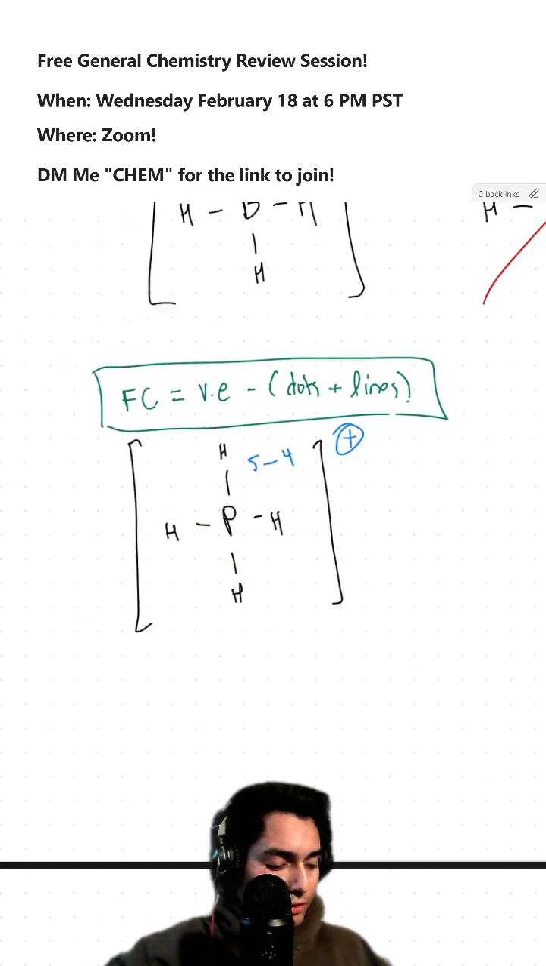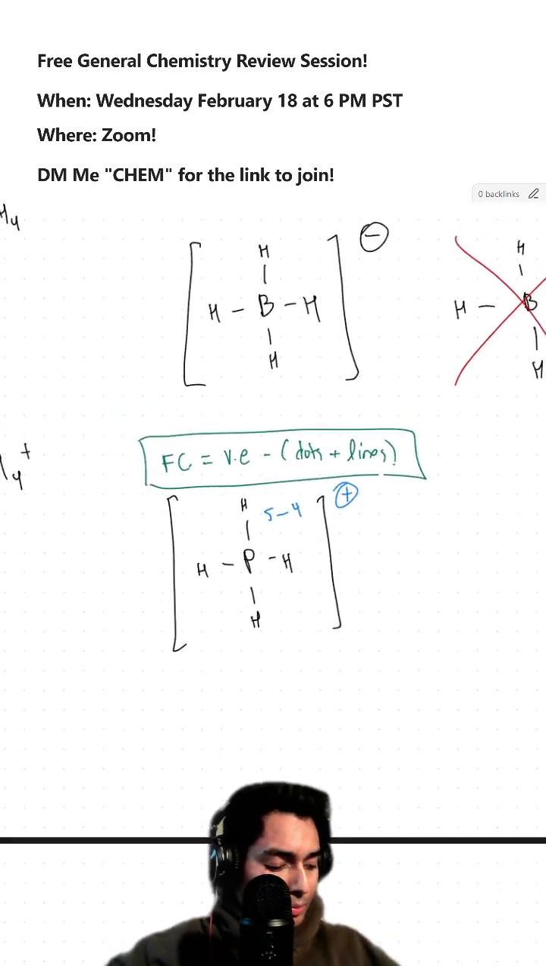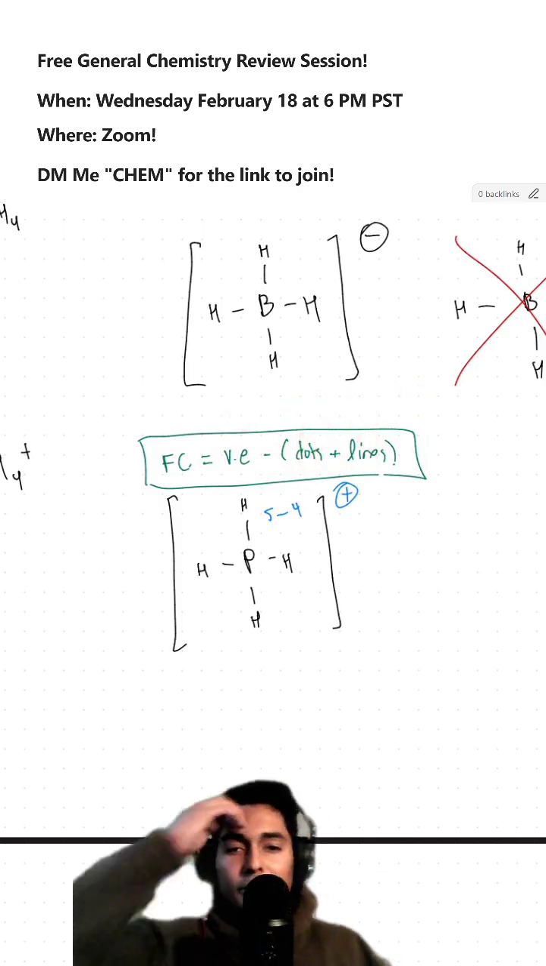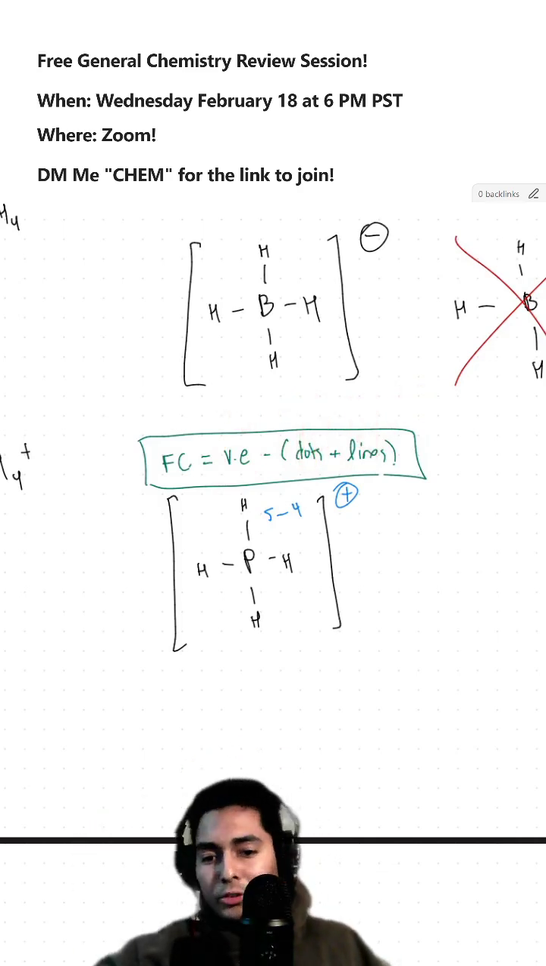Some of y'all don't understand formal charge. It's simply valence electrons minus dots plus lines. How many dots? 0. How many lines? 4. 5 minus 4 equals plus 1. Drop a thumbs up if that made sense, and drop a crying emoji if I went too fast there.